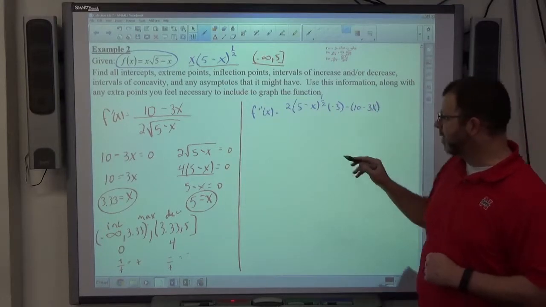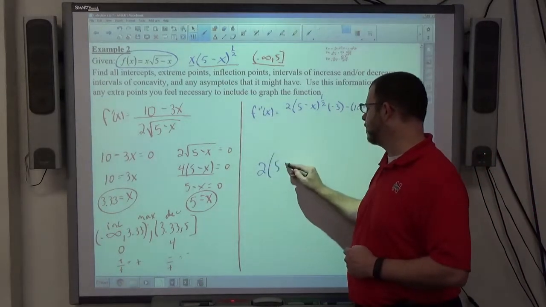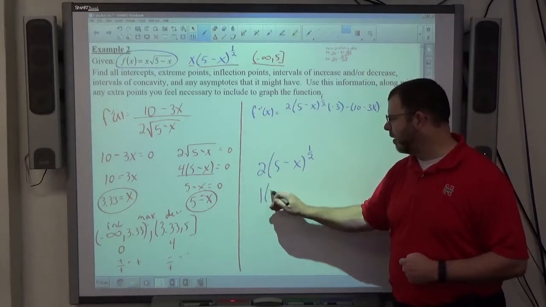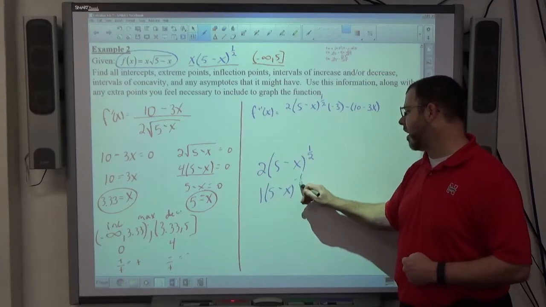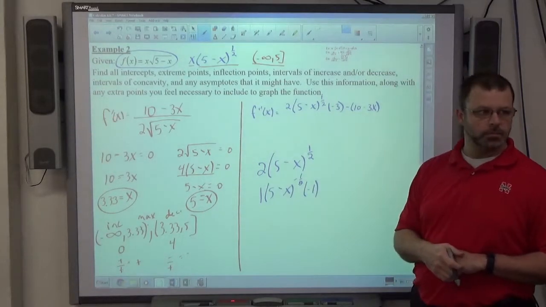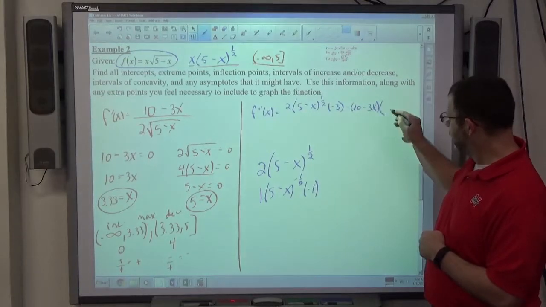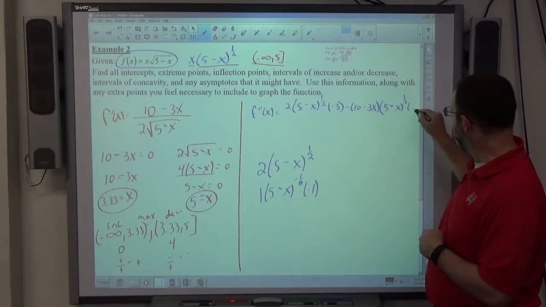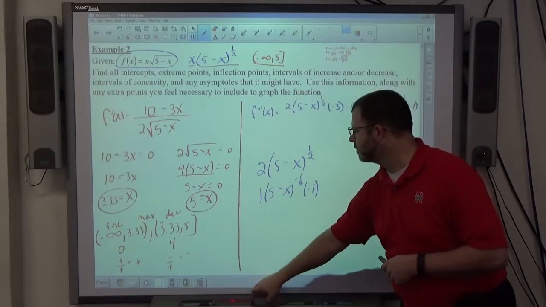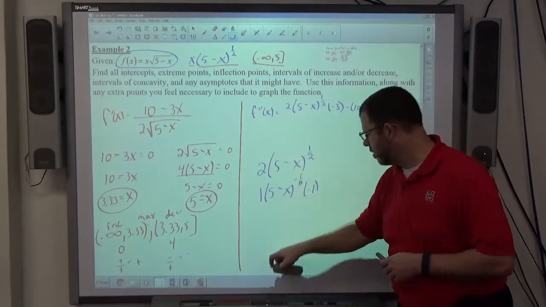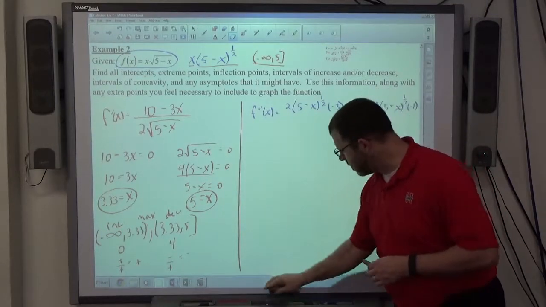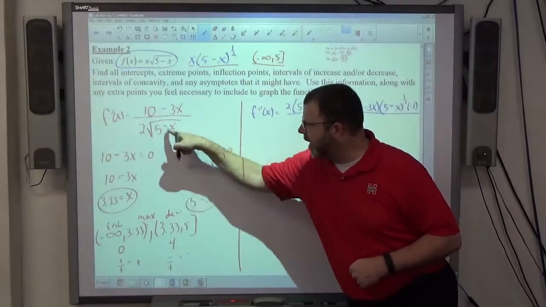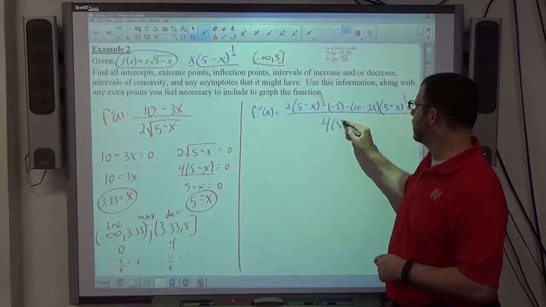D low, all right, so if we take a look at the low, 2 times (5 minus x) to the half, if I differentiate that, 1 half times 2 is 1. (5 minus x) to the negative half times negative 1. All right, so altogether I'm going to get (5 minus x) to the negative half times negative 1, over the square of what's below. If I square that, I'm going to get 4 times (5 minus x).